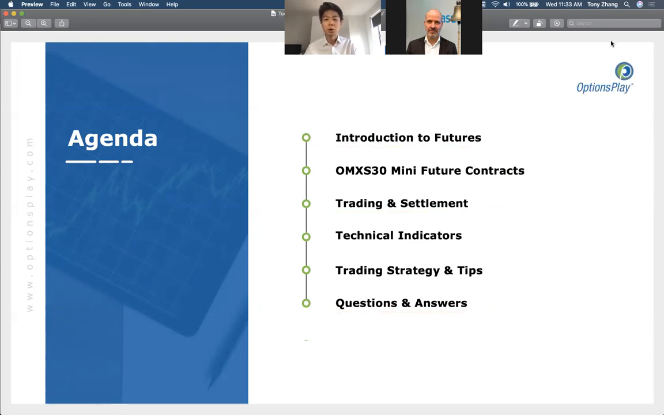Now, before I get started, can everyone please bring up your chat window, which is at the bottom of your screen? And I'm curious, how many of you have experience trading futures or learned how to trade futures? Please type yes into the chat window. And if you have not traded futures before, if you're brand new to futures trading, please type no.